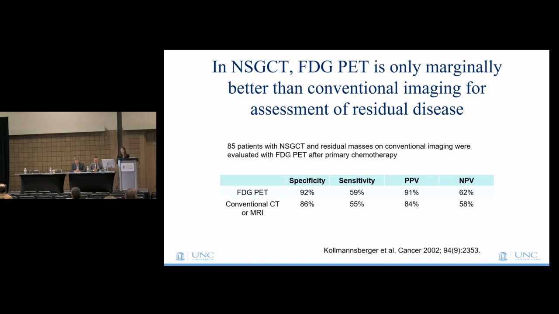So for example, this is 85 patients with a positive predictive value of 91 and 62%, and negative predictive value of 62%, compared with conventional imaging that's 84 and 58. So a little bit better, but very, very similar. And for this reason, we use conventional CT.